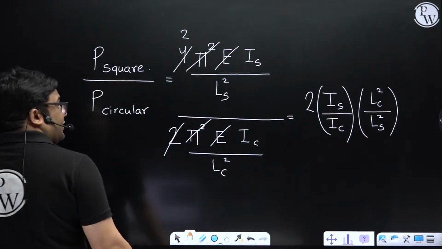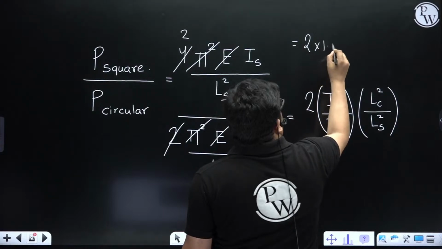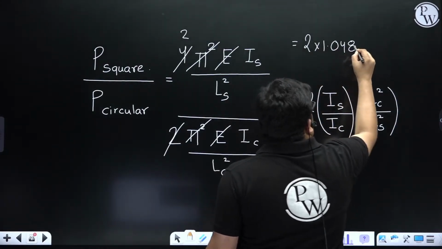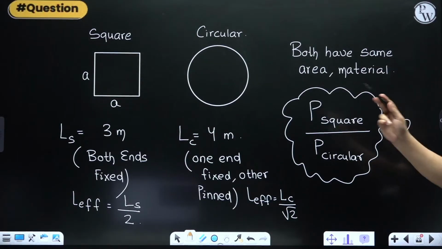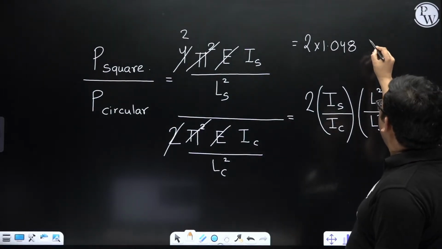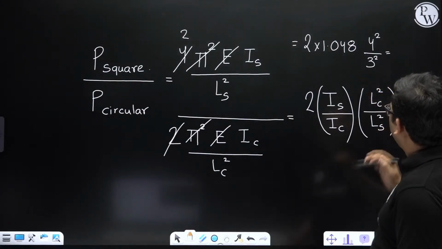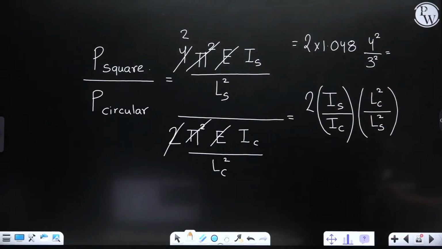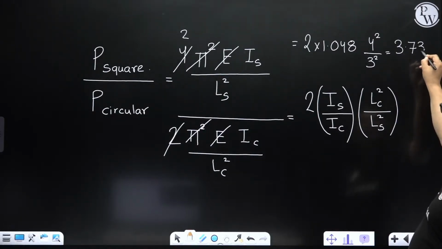So now I can just put here, very easy, 2 into 1.048. What is the length of the circular column? The length of the circular column is 4 meter, and the other is 3 meter. So I can say 4 square by 3 square. How much am I getting? It is 16 divided by 9 into 1.048 into 2. I am getting a value of 3.73. The ratio is 3.73.